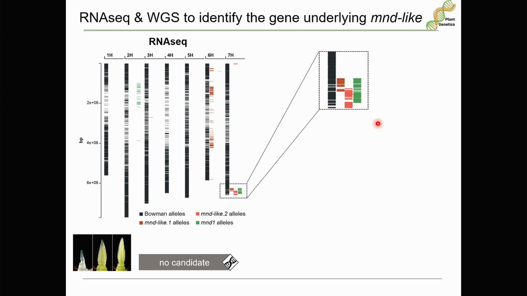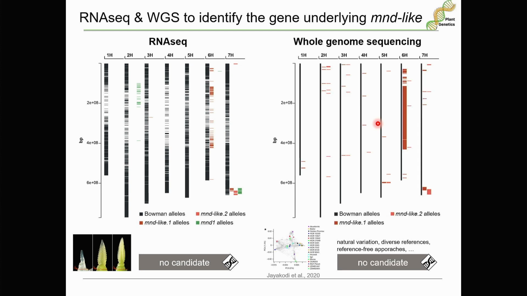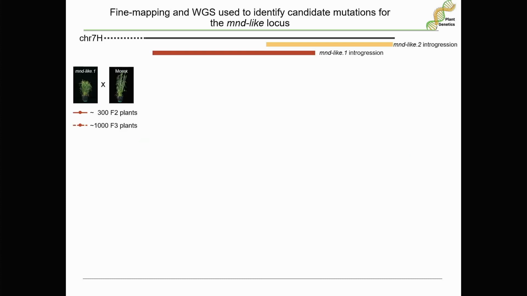But looking at the polymorphisms and expression data, we couldn't identify any candidate gene. So we went bigger and did whole genome sequencing. And we also tried to find the candidate here using different resources, also the PAN genome and reference-free approaches to identify the candidate mutations. But unfortunately, it was also not looking very good. So when these new techniques are not working, you go back to what is already quite established and what always works. And this is biparental mapping in an F2 population.